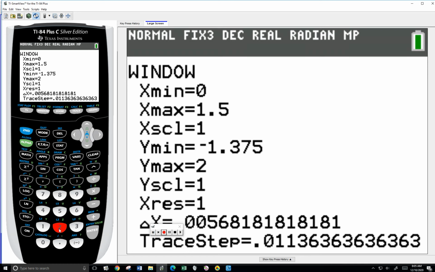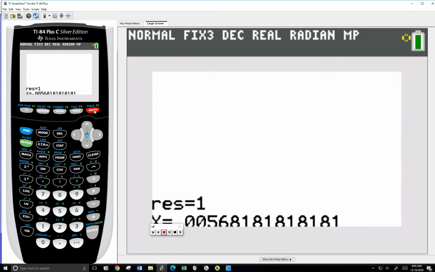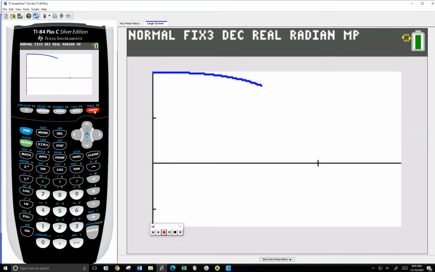Don't zoom fit. Zoom fit changes the y parameters automatically. I don't want the y's changed anymore. I just want to change it to 2. So I just say graph now. So I use zoom fit to adjust the x. When I adjust the y, I don't use zoom fit. Questions?